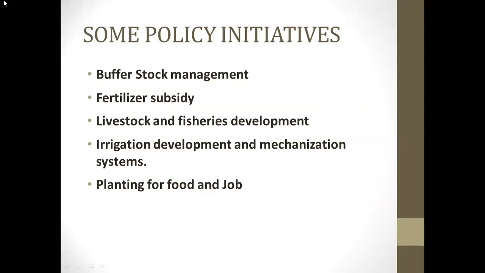We proceed now. So these are some policy initiatives. The first one, we have the buffer stock management. As I said earlier on, this was actually implemented. These are policies from 2012 to present. So we want to look at some of the initiatives or decisions the government takes into consideration to improve the performance of the agricultural sector. First of all, we look at the buffer stock management. Second, we look at fertilizer subsidy. Third, we look at livestock and fisheries development.